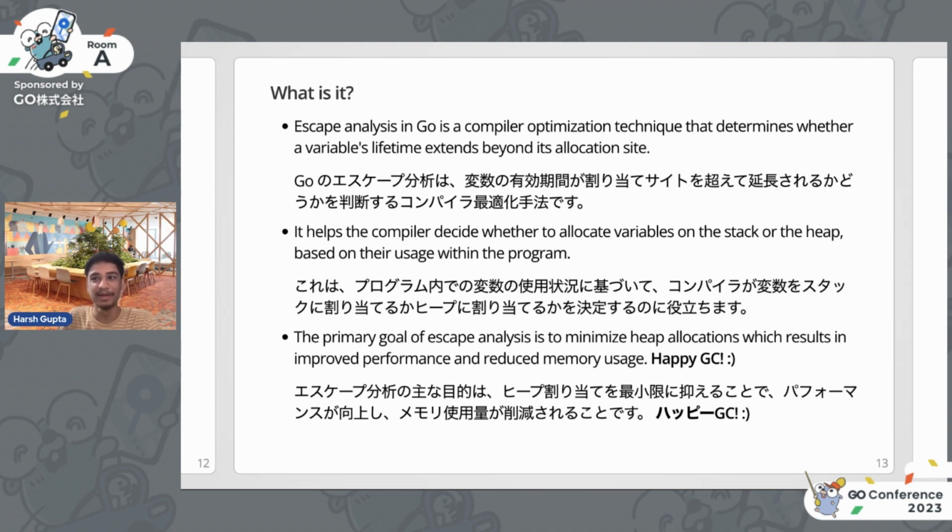And by minimizing the heap allocations, we are improving our program's performance indirectly and reducing memory usage, which has a lot of impact on our GC. It helps our GC a lot, so it has much less work to do.